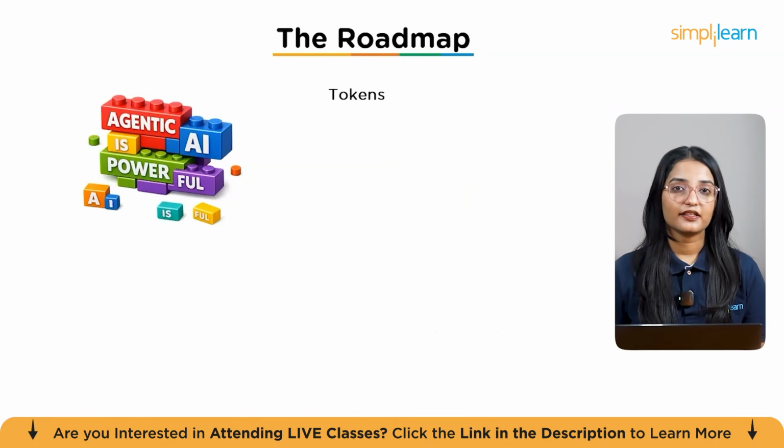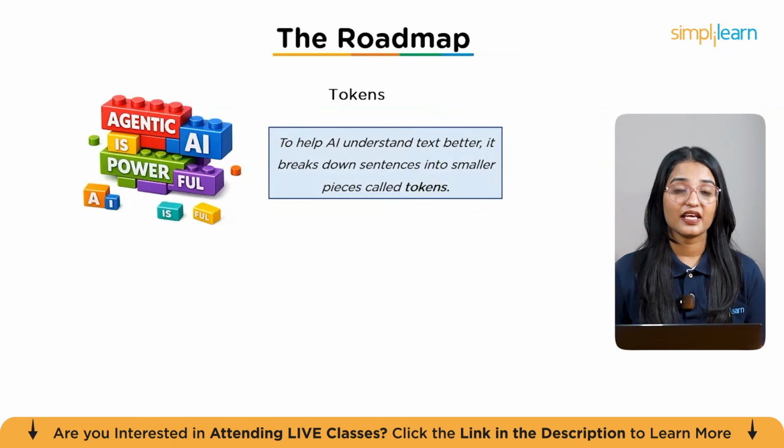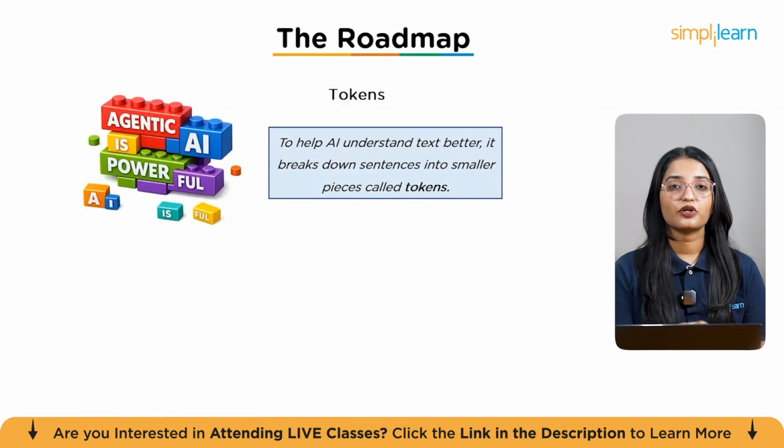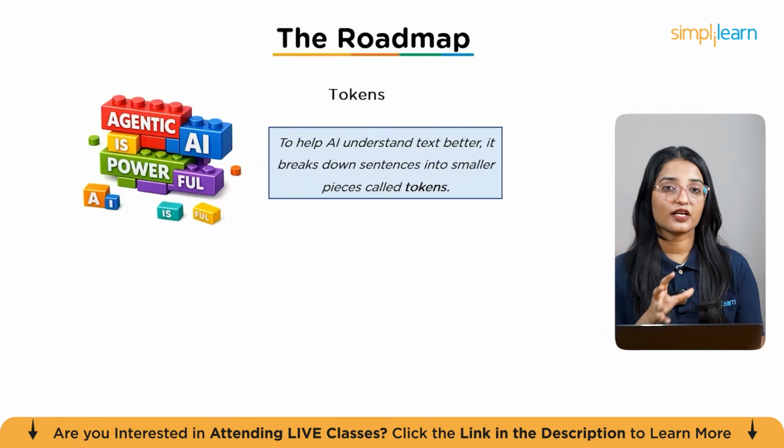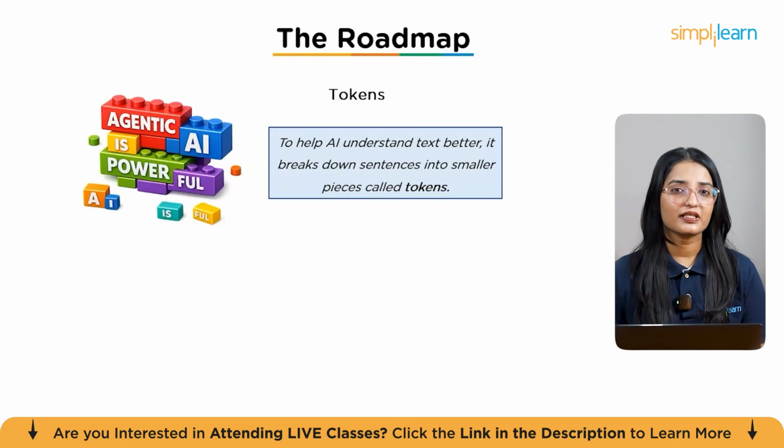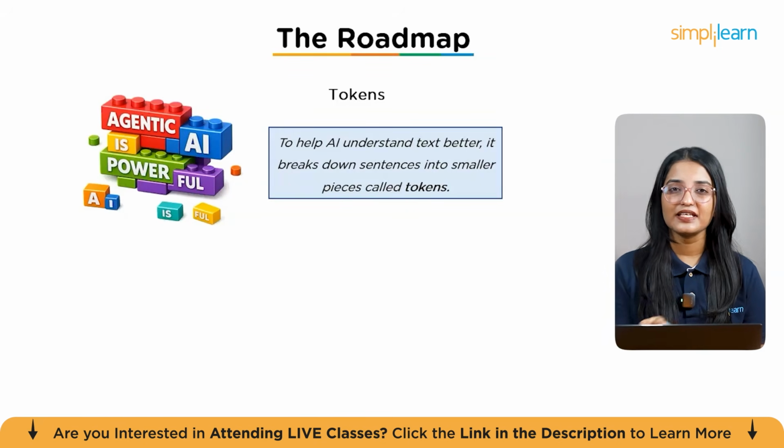You can think of it like this: when we read a sentence like "agentic AI is powerful," we see words, right? But a large language model does not process language like we do. It will break text into smaller pieces known as tokens. You can think of tokens like Lego blocks. Every sentence is built from these small pieces.